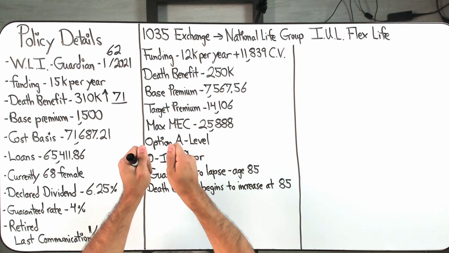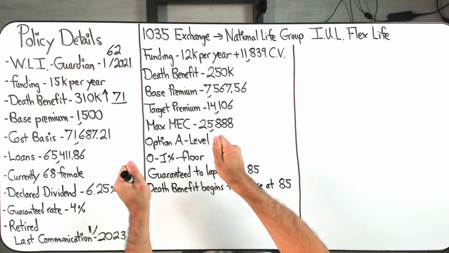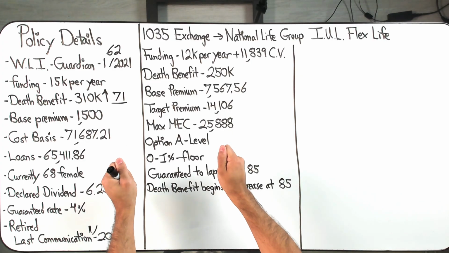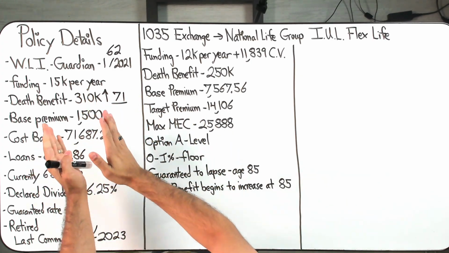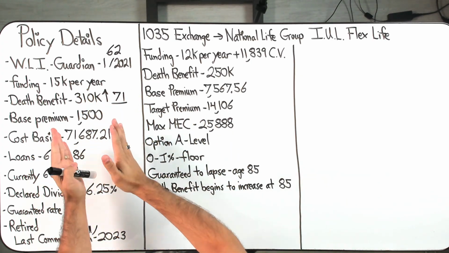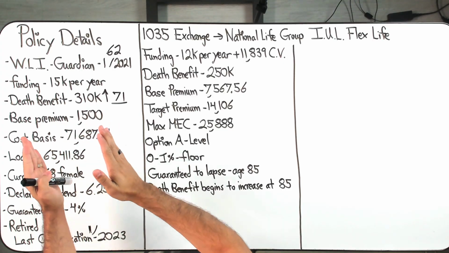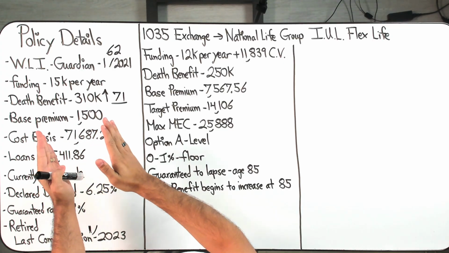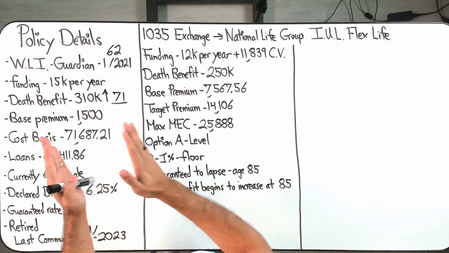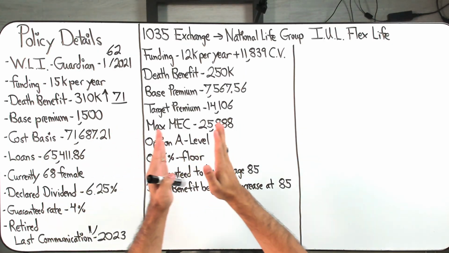So if we're just purely looking at death benefit value, you are extracting $60,000 of wealth potential away from this client. And I hope you see that. I hope we can have a conversation.